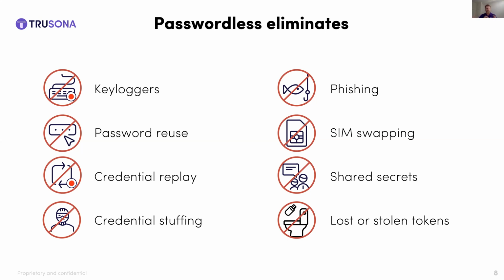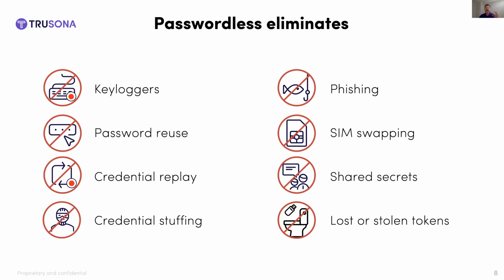We'll talk about credential replay in just a moment. Credential stuffing, again, if I don't have a password, credential stuffing doesn't become a valid attack vector. Phishing: if I as a user do not know what my password is, I can't be phished for it. So all of that is very, very important to eliminating these different vectors. We as an organization, meaning Trusona, do not utilize the SS7 network on the phone. We don't care what the phone number is. We don't use text messaging. So SIM swapping becomes another attack vector that isn't necessarily valid at this point. And then obviously shared secrets or lost tokens are another big piece of that.